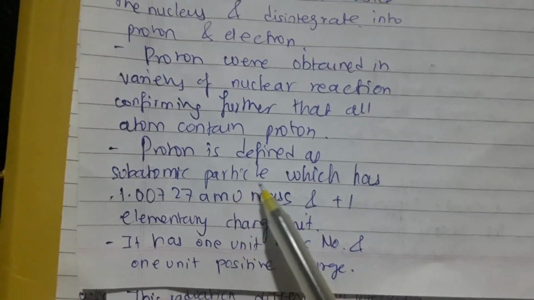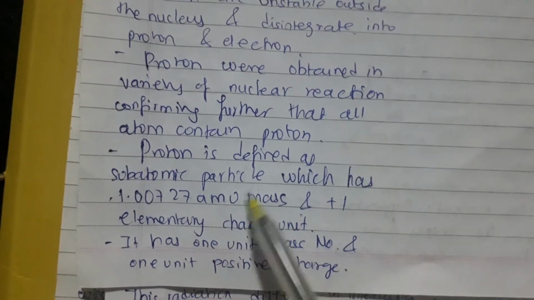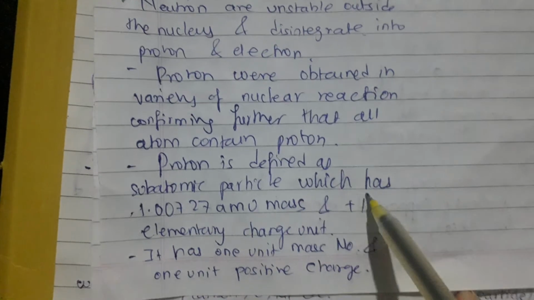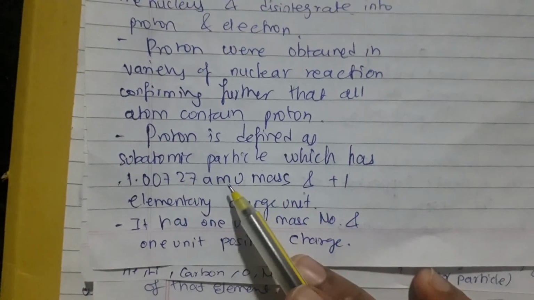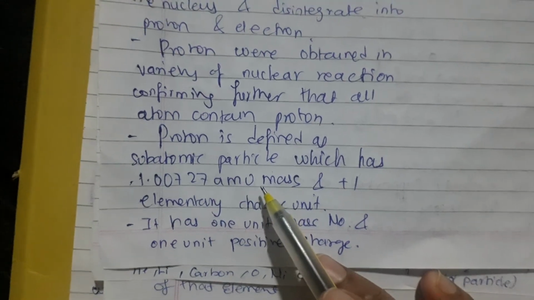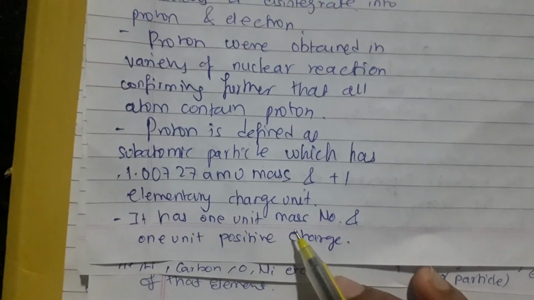Proton is defined as a subatomic particle which has 1.00727 AMU mass and plus 1 elementary charge unit. It has 1 unit mass number and 1 unit positive charge.